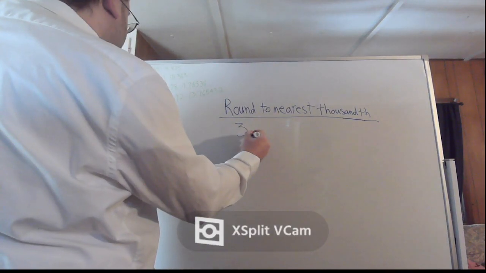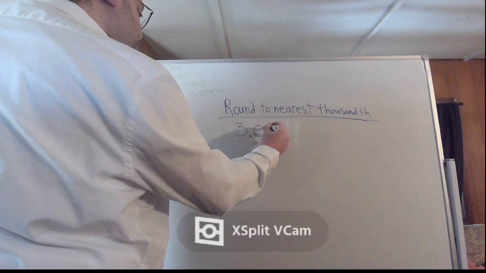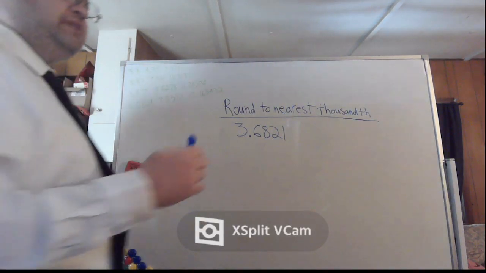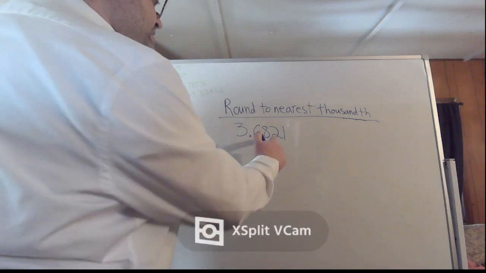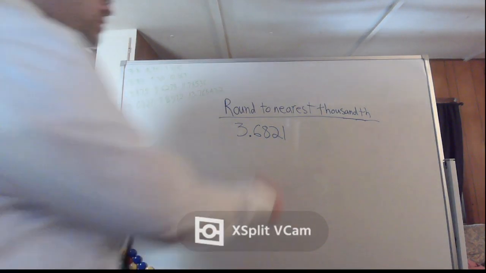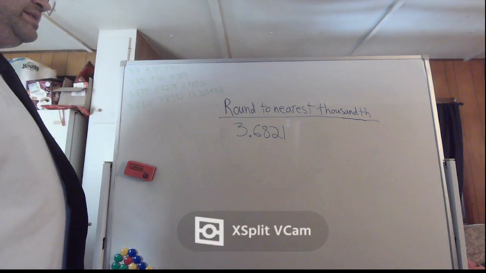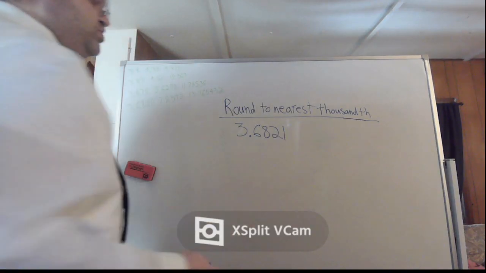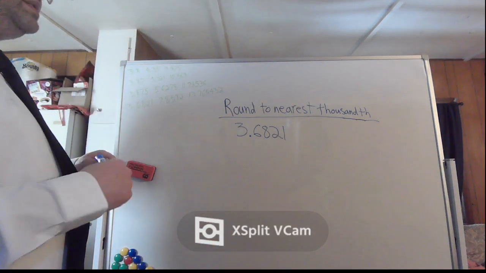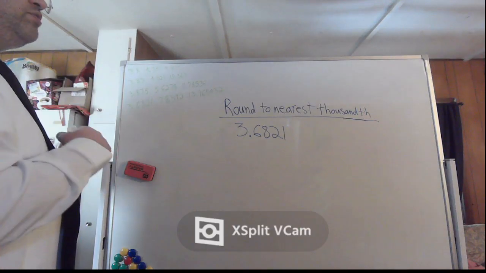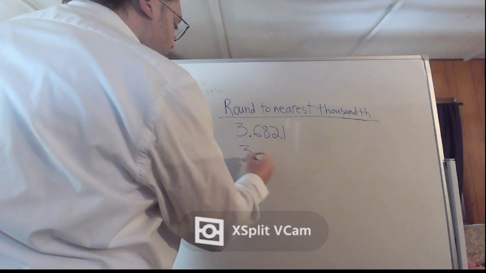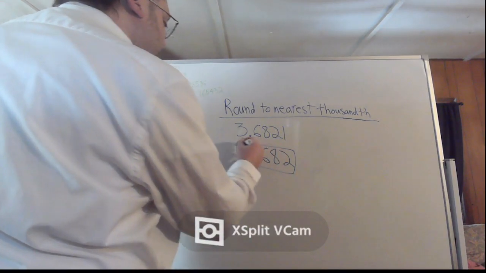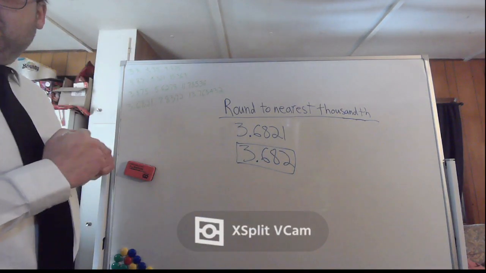So let's say I give you 3.6821. Now we want to round to the nearest thousandth. So locate the number that's in your thousandth place. That's going to be a 2. And you have a 1 in the 10,000ths place. So you're going to focus on what's in your thousandths place, and then you'll focus immediately to the right of that, which would be the 10,000ths place. Since what's in your 10,000ths place is 4 or less, you're going to round down to the nearest thousandth, which would just be 3.682. That would be your answer, is 3.682 to the nearest thousandth.